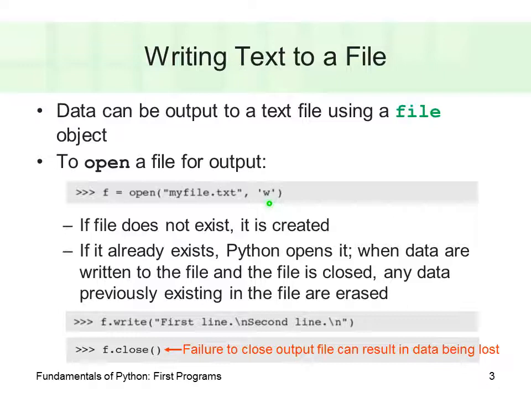One other note is that there's another argument we could replace the W with, and that's A. A stands for append. And append is a pretty handy way to handle a file. With append, if the file doesn't exist, it's created. However, if the file already exists, what append does is simply take the new data and append it to the previously existing data. It does not overwrite the previously existing data.